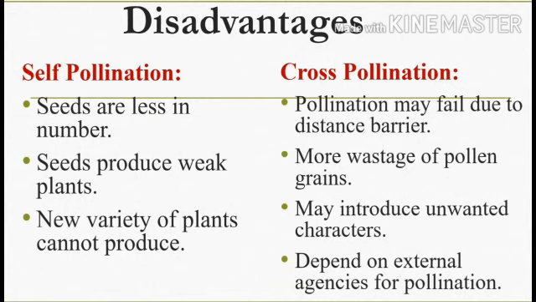In hibiscus plants, we know the seeds are very few in number, and if the seeds produce any plants, those plants will be very weak. New varieties of plants cannot be produced. Only the same plants will be produced. New varieties of plants cannot be produced in self-pollination.